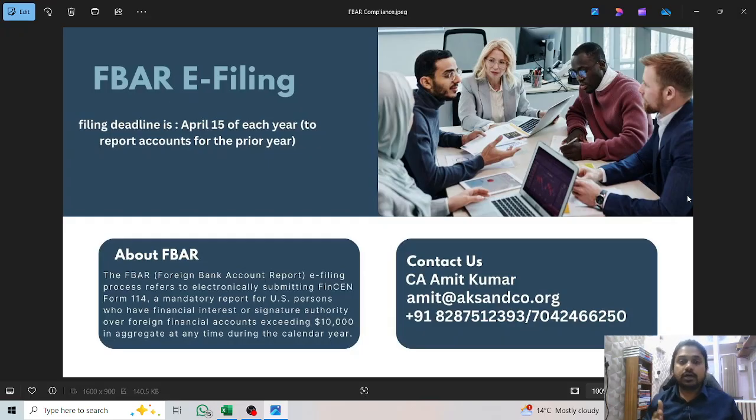Ensure you file it before the 15th of April, and if you file for an extension, then it is extended to the 15th of October. So if I talk about 2024 compliance, you have to file that FBAR before the 15th of April 2025 for your 2024 balance and for your 2024 foreign bank accounts you hold in different countries.